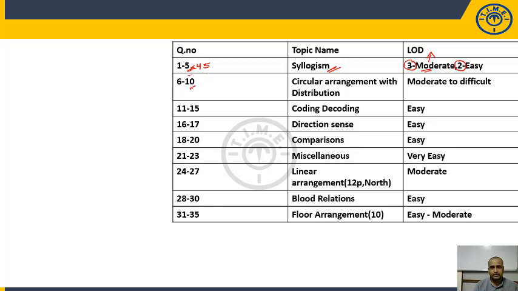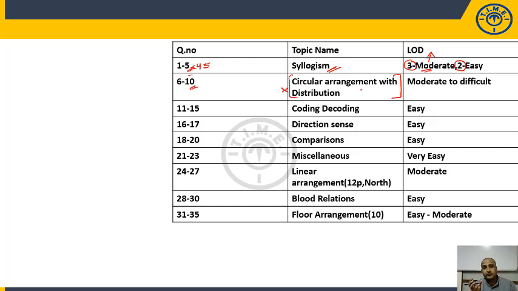Question numbers 6 to 10 are circular arrangement with distribution. By just looking at this model, definitely you can say that it will take some time to complete. So you can skip this kind of question in the exam. The first important thing is you have to give a glance at the model. You have to check whether this can be completed within the time or not. If you are unable to complete it within the time, you have to skip that question.